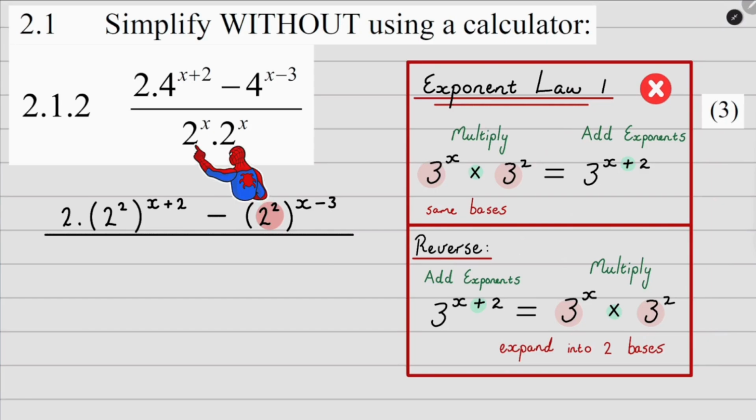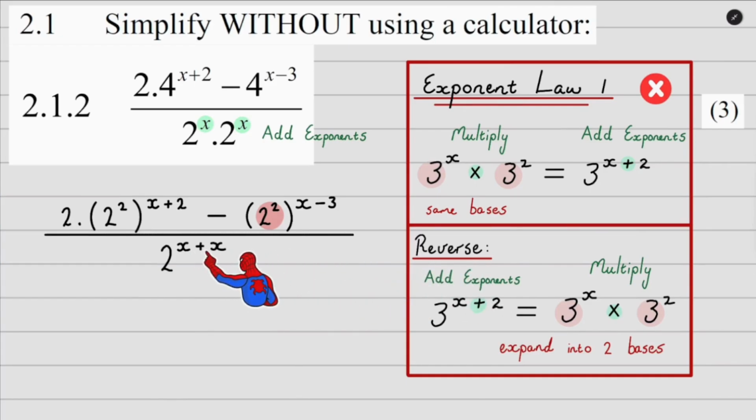And at the bottom here, I can see we're multiplying the same bases, so we will be using exponent law 1. If I'm multiplying the same bases, then I add their exponents together. So I'm going to do exactly that with the bottom over here. And if I say x plus x, that's going to give me 2x. Okay, and that's step number 1 out the way.